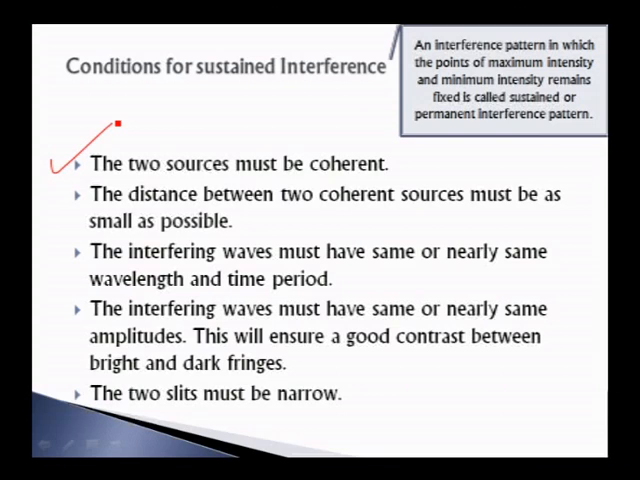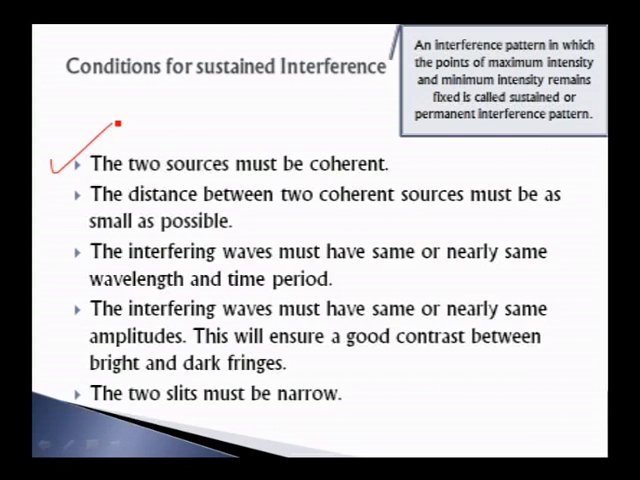And one more point is that the interfering waves must have the same or nearly the same wavelength and time period. This is also very important. And the interfering waves must have the same amplitude. This ensures a good contrast between brightness and darkness. If the amplitudes are almost the same, the effect is better. So you can see some areas totally bright, because of constructive interference, and some areas totally dark, because of destructive interference.